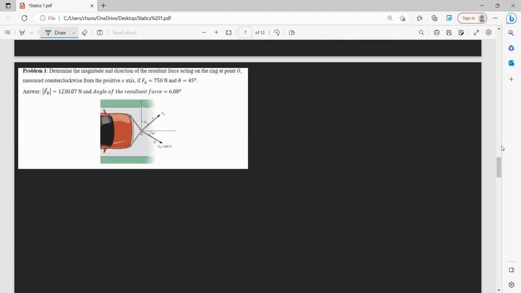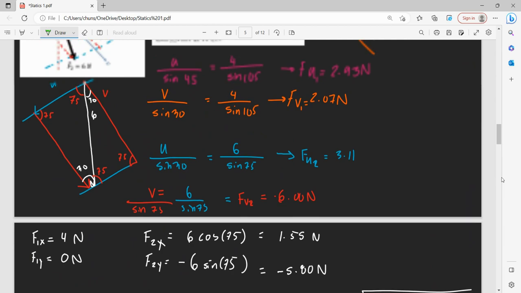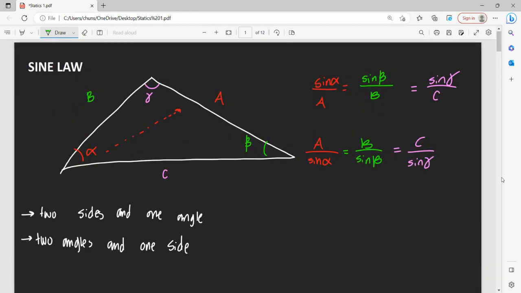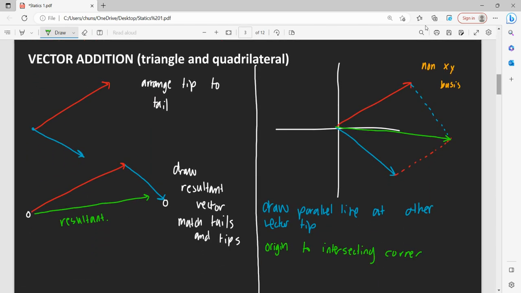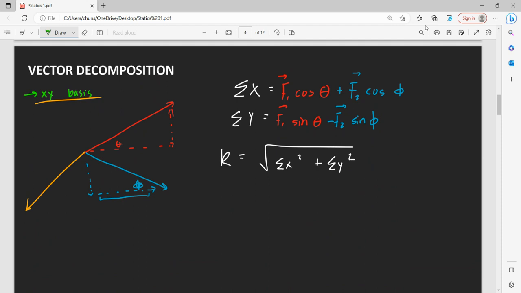Okay, so that covers our first example problem. I'm going to start a new video to talk about some more examples. So in this video, we covered just some basic math that you'll need to break down geometry of vectors, including sine law, cosine law, vector addition using a triangle and quadrilateral method, and using decomposition. All right, see you in the next video.